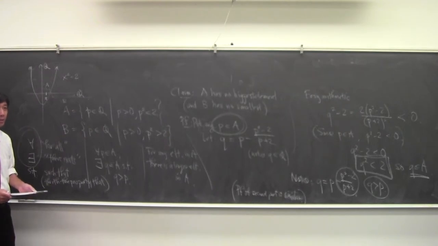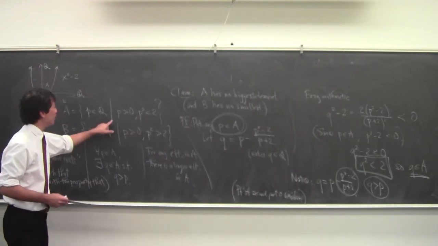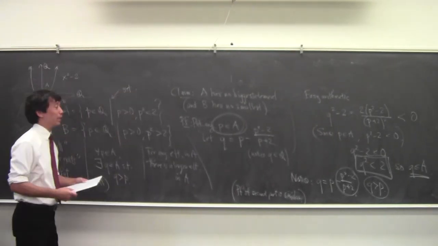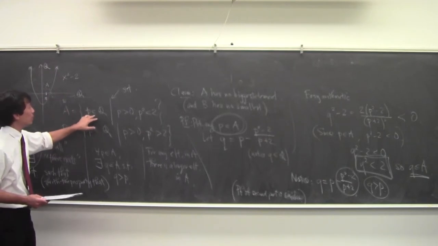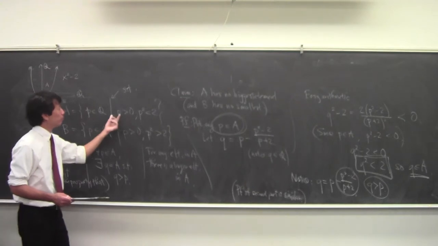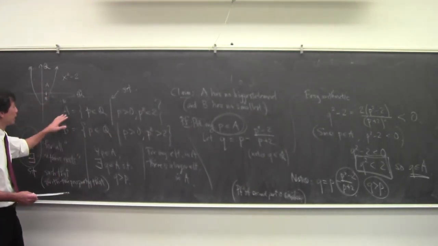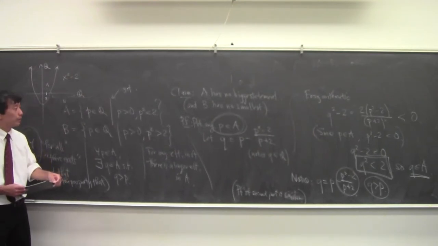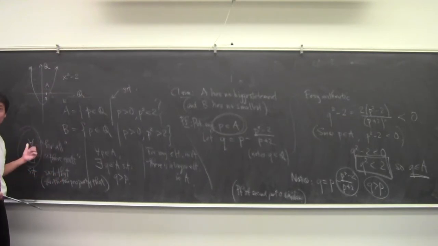Aria? The vertical line, like the pipe, is that given? Oh, here? This is also such that, actually. I'm sorry, I should have said that. So A is the set of rational numbers P with the property that P is bigger than zero and the square is less than two. So we're looking at the set of those guys.